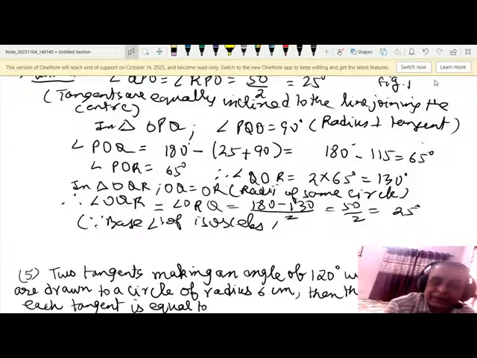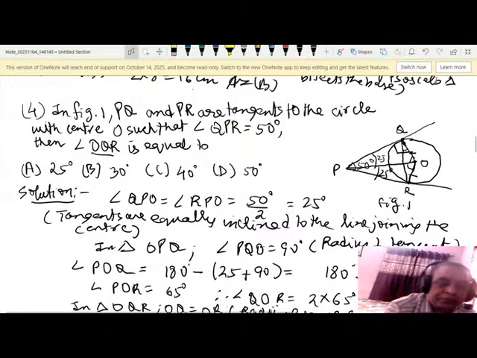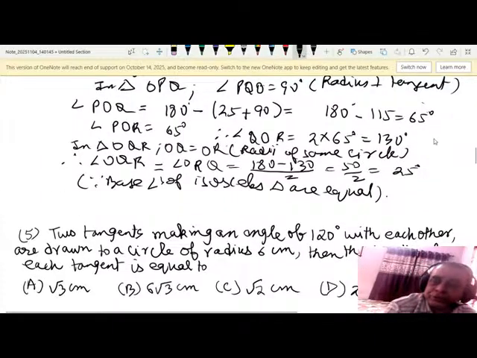Isosceles triangle are equal. So what is the value of angle OQR? It is 25 degree. So A is the correct choice. So here A is the correct choice. So the answer is here A.